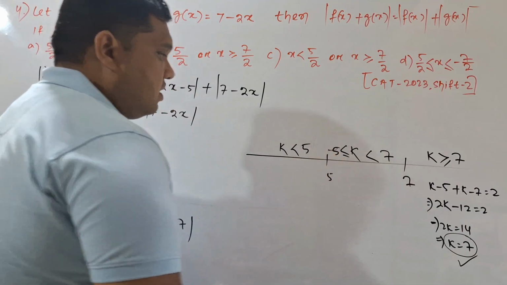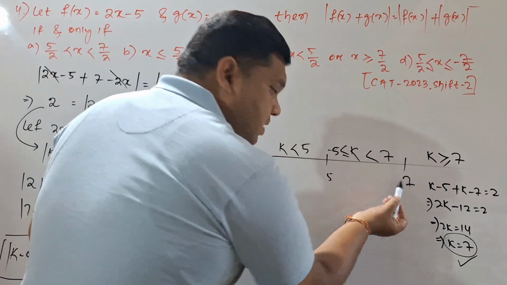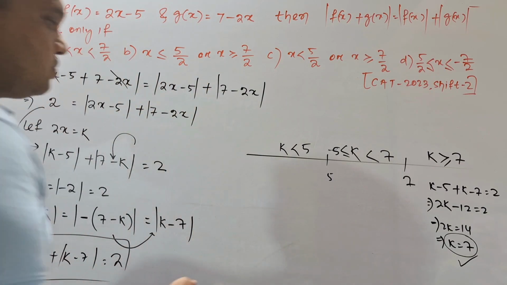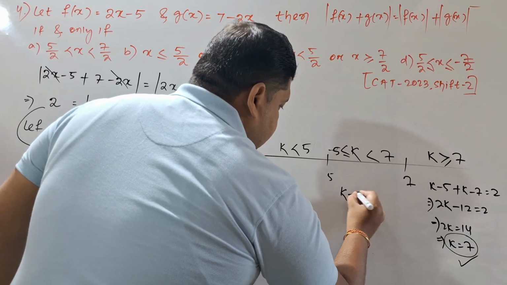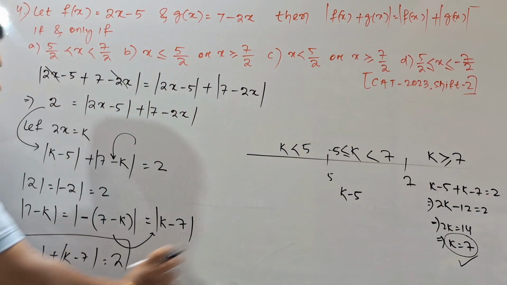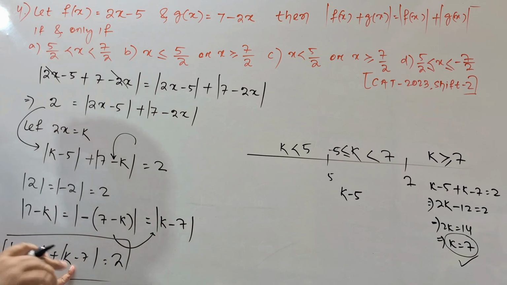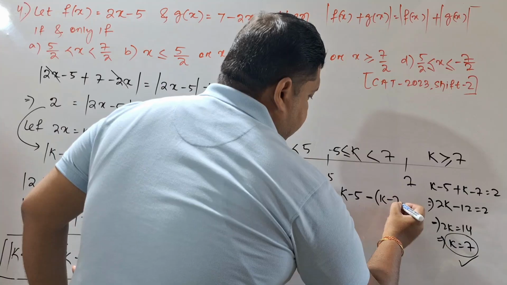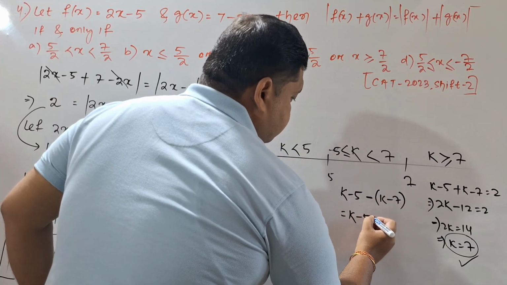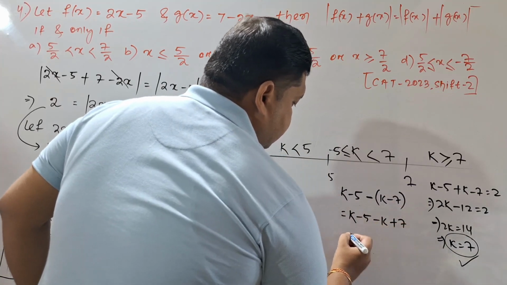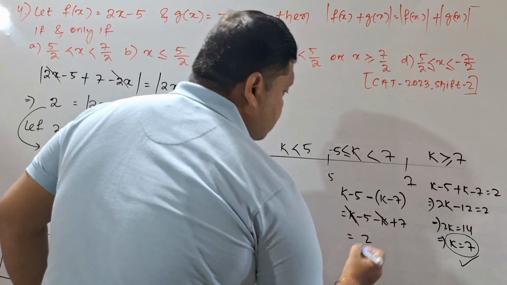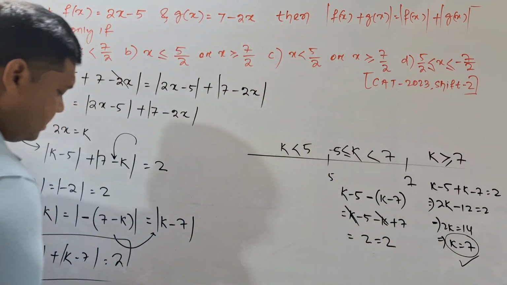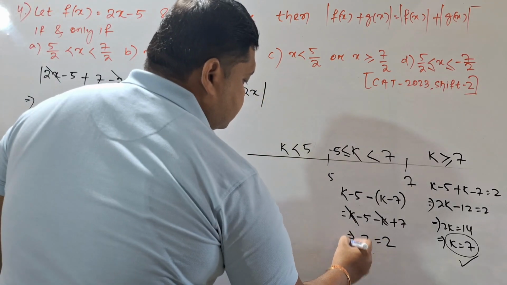Now I have to check this one. For this critical point 7, I will write negative sign. For the other one, I will write positive sign. So this one opens with positive sign, so this is (k − 5), and when I open this one, I have to write a negative sign. So this is minus of, within the bracket, (k − 7). So this is k − 5 − k + 7. If I simplify, it gets cancelled and I get 2. And the right hand side is also 2. So LHS is equal to RHS.